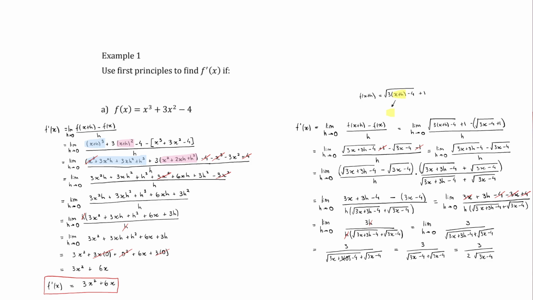And so this is the derivative of the function that we were given. This is the derivative of f of x is equal to the square root of 3x minus 4 plus 1. So here again, f prime of x is equal to 3 over 2 square root of 3x minus 4. So that is the final derivative, which is a function in and of itself, right?